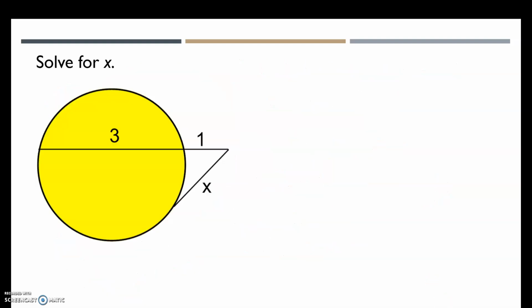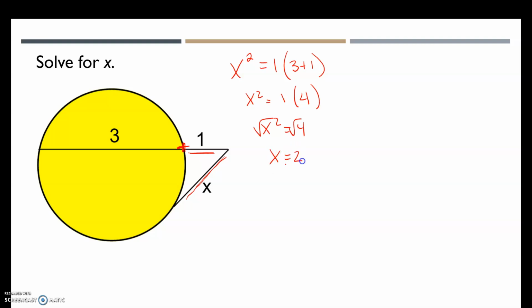A secant and a tangent. So I have my tangent out here. I'm going to take my tangent and I'm going to square him. So I'm going to get x squared, and that's equal to my exterior, which is 1, times the whole thing, which I'm going to take my outside plus my inside. And that's going to be 3 plus 1. So I get x squared is equal to 1 times 4, which means x squared is equal to 4. Square root. So x is equal to a positive or negative 2, but I know a negative 2 won't work, so it's going to be a positive 2.